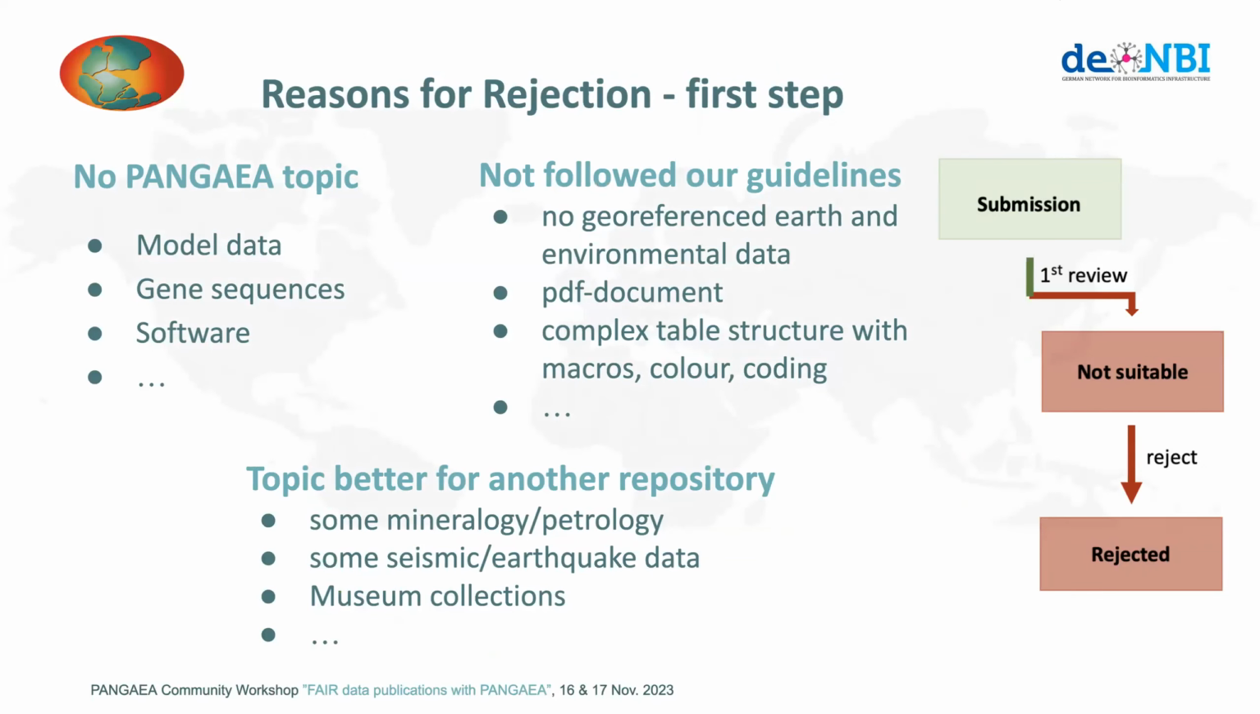Okay, so what are the reasons why we have to reject data submissions in this first step? I think you heard it yesterday and you will hear it again today. We don't accept model data, gene sequences, or software, for example. We also have to reject data submissions if we have environmental and earth data, but you don't want to give us the georeferenced positions. There's a special case for experimental data, which we explained yesterday, but please give us positions of your sampling. If you submit only PDF documents, we can't archive them.